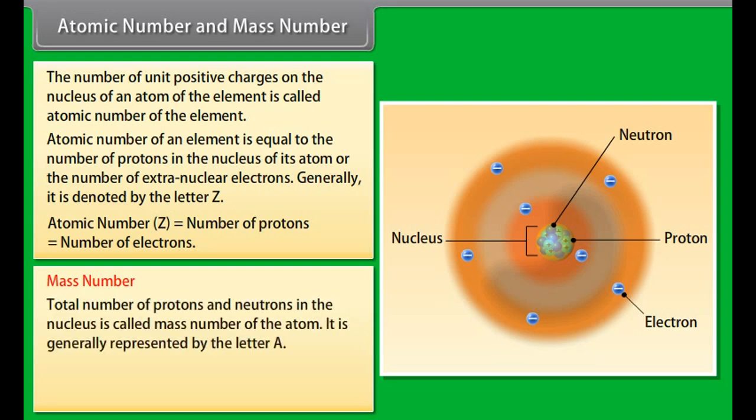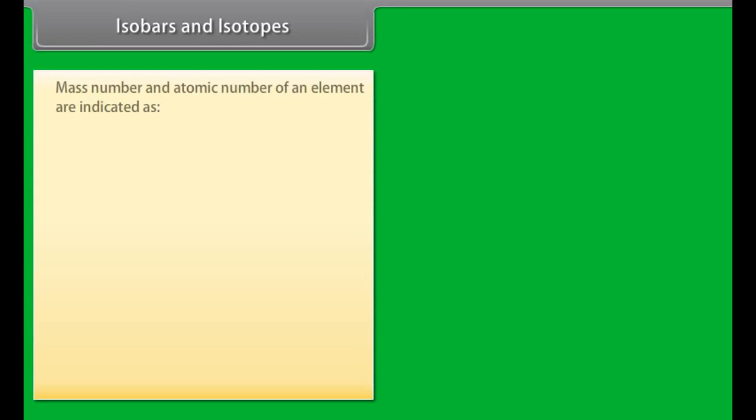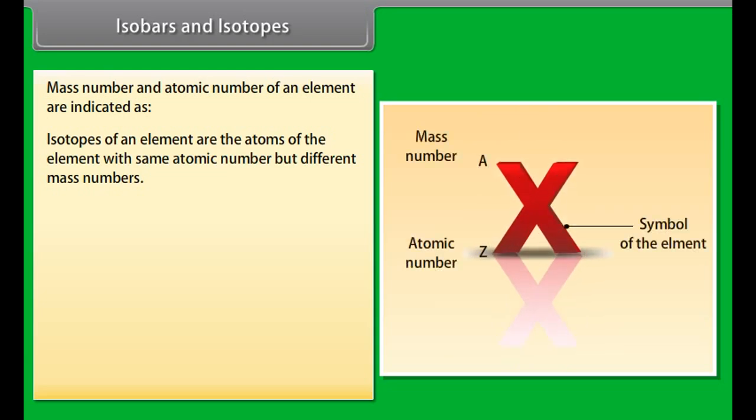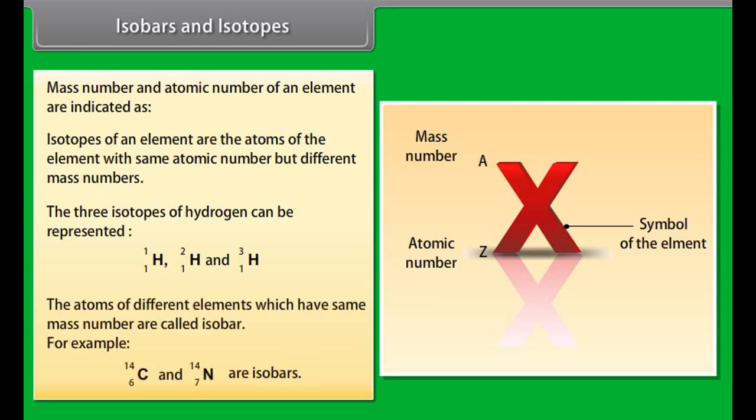Mass number. Total number of protons and neutrons in the nucleus is called the mass number of the atom. It is generally represented by the letter A. Mass number A is equal to number of protons plus number of neutrons, which is equal to number of nucleons. Isobars and isotopes. Mass number and atomic number of an element are indicated as follows. Isotopes of an element are the atoms of the element with the same atomic number but different mass numbers. The three isotopes of hydrogen can be represented. The atoms of different elements which have the same mass number are called isobars.